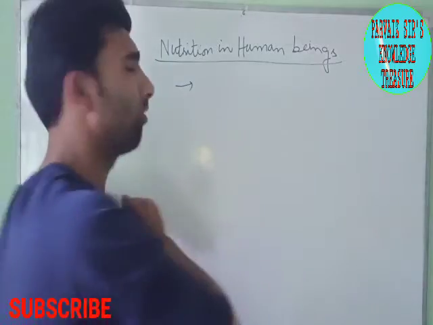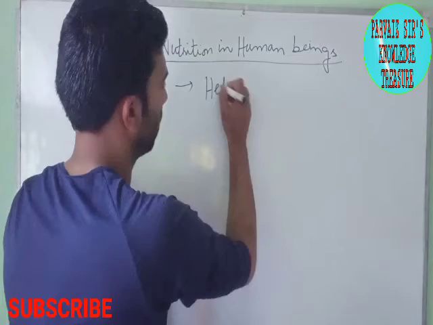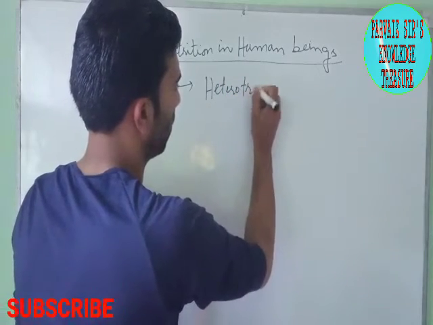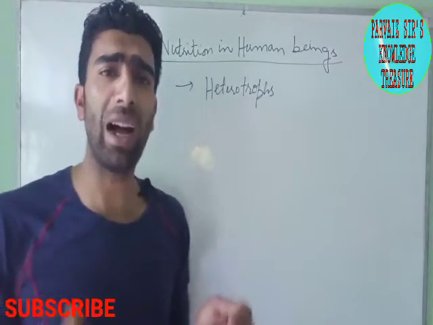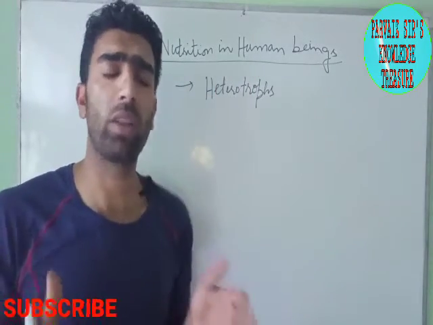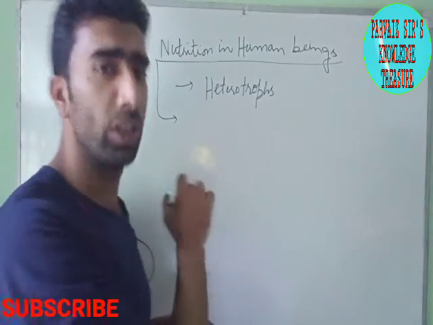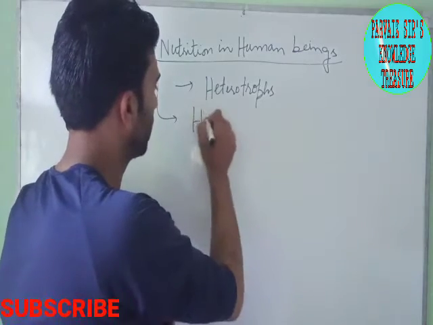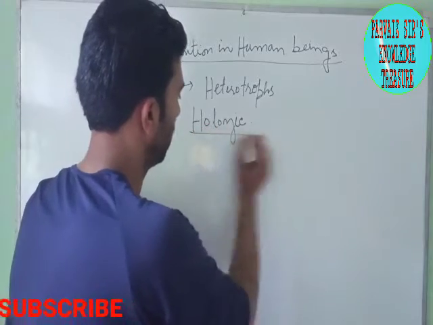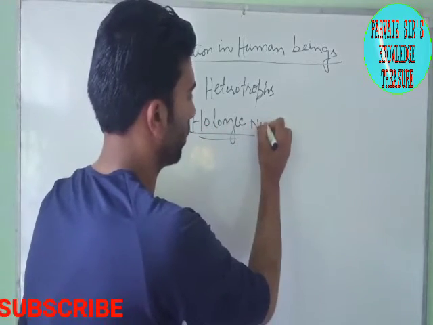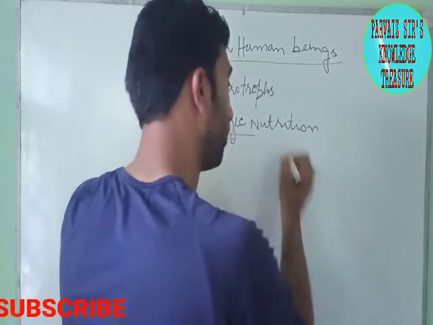Human beings are first of all heterotrophs. That is, they are dependent on other living organisms for their food. Nutrition in human beings is holozoic. That means human beings show holozoic type of nutrition.